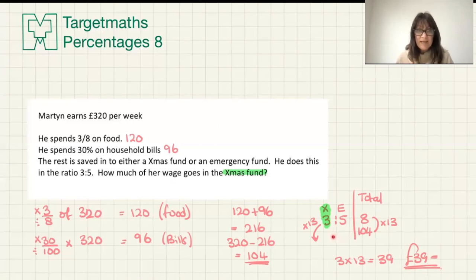So these are all basic percent, fraction and ratio skills, but they've been wrapped up in a question that feels really tricky. So break it down step by step. Think about what every calculation you do is telling you so that you're able to use it properly in your next step. So hopefully that has been useful.